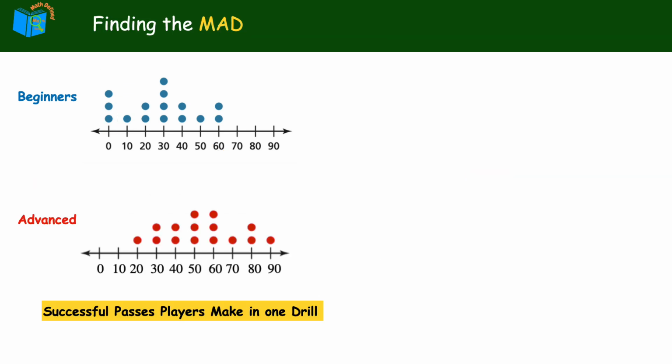Now let's find their MADs, the mean absolute deviation. Think of the MAD as the answer to this question: on average, how far are players from their team's average? Are most players close to the average, or are they kind of spread out?